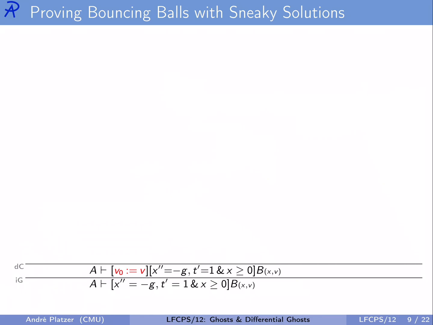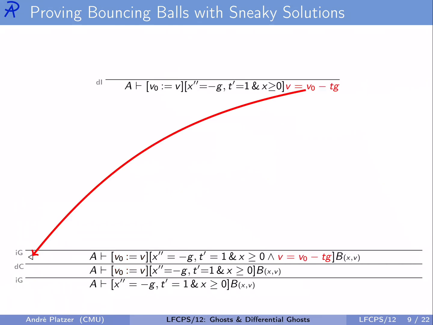Spectacular. Now we do a differential cut to prove that v equals v0 minus tg is true, by proving that v equals v0 minus tg is true. And then proceed to prove here to justify that this differential cut was okay. Let's first do the proof.